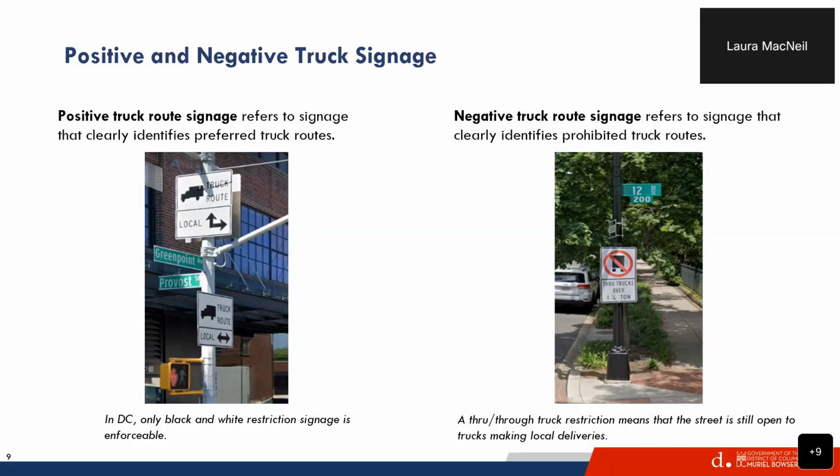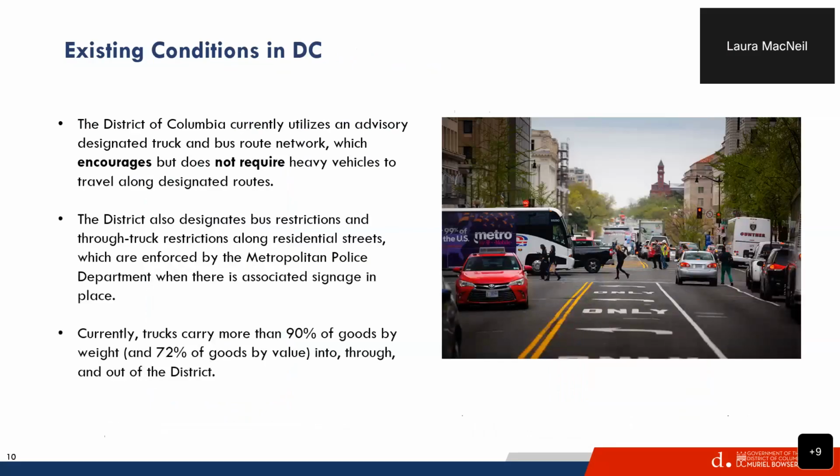And then moving to the next slide, I'll show you the existing conditions in DC. You'll notice that we have many truck restriction signs and no signs where we have truck routes. Indeed, our truck routes are mapped and identified mostly in maps, but they don't have signs along the routes as you're traveling along them, indicating that this is a designated roadway.